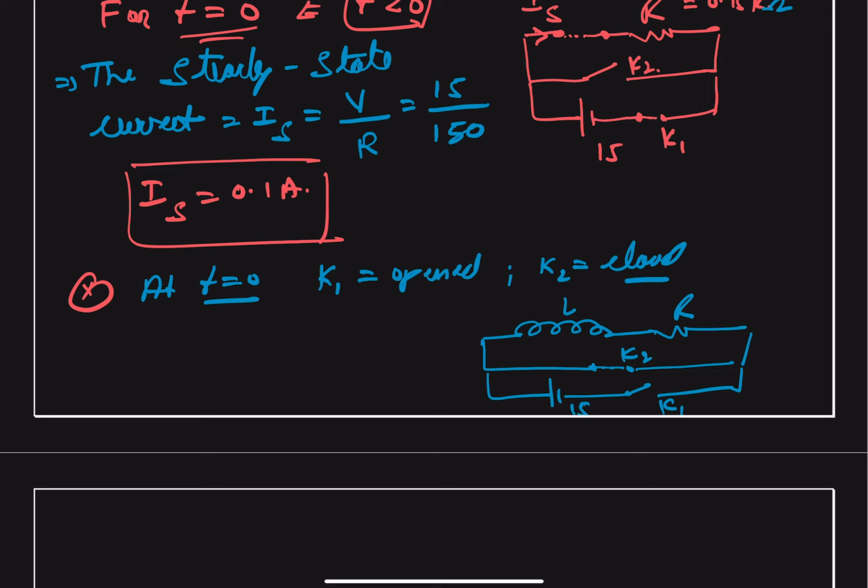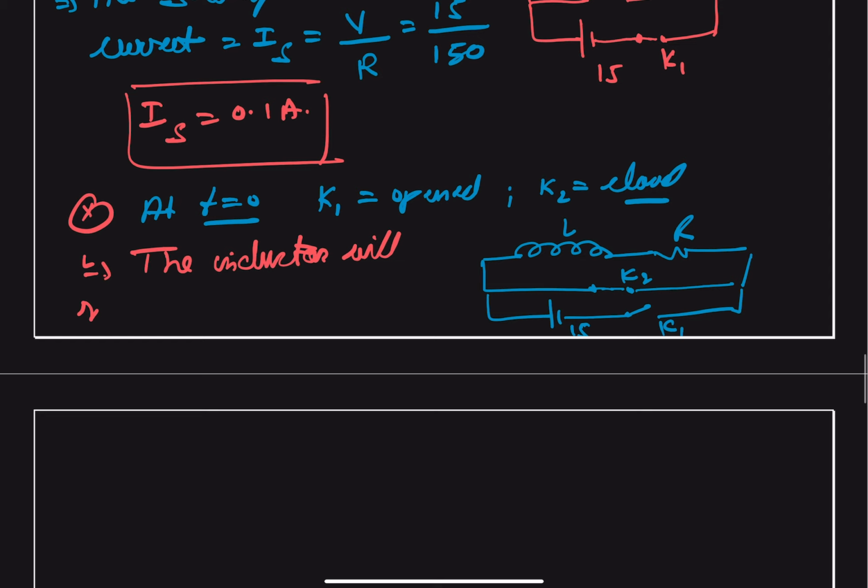Now as soon as K1 is opened and K2 is closed, the inductor is going to resist any change in the current. The inductor will resist any change in the current.